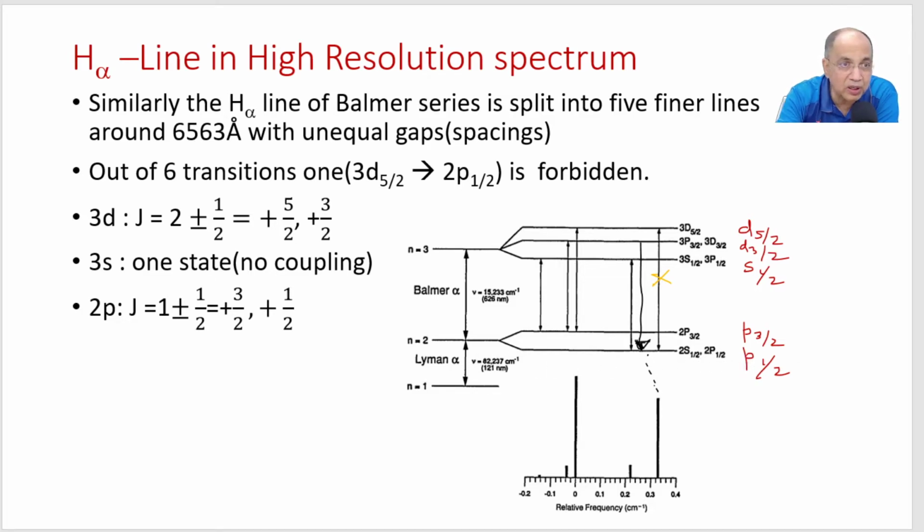S also you can write as half here. No problem. Same energy level, because there is no magnetic field, right? So there are 6 transitions, out of which 1 is forbidden. So 5 lines. Got it? No magnetic field. Last.